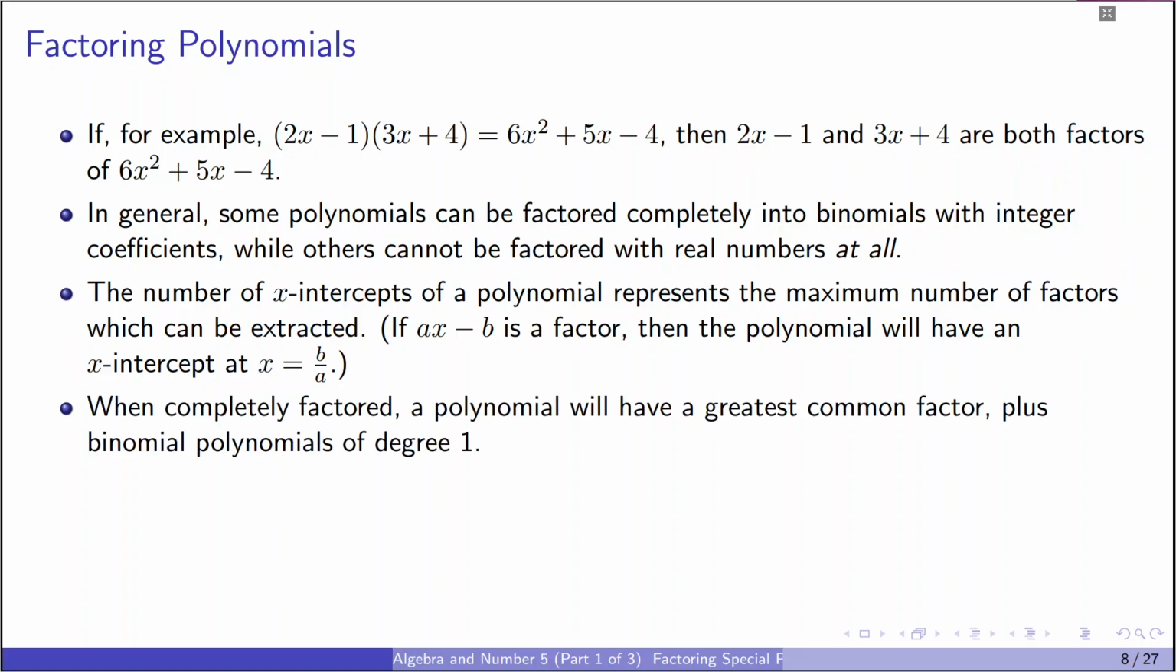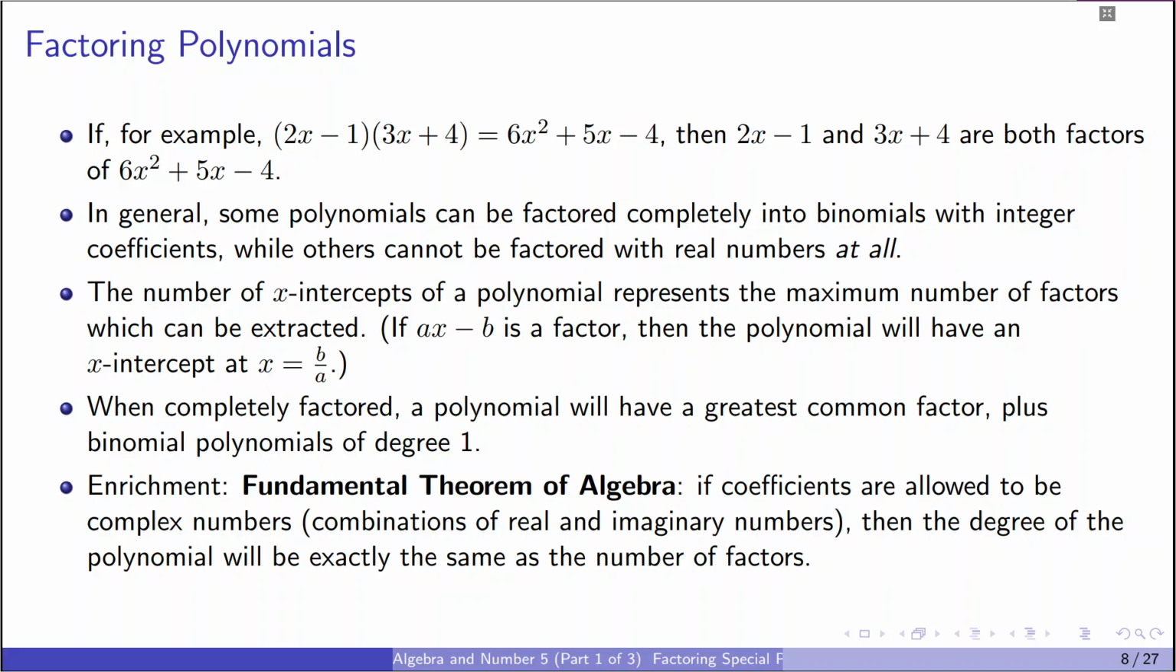When completely factored, a polynomial will have a greatest common factor plus binomial polynomials of degree 1. Now, completely factoring in that way may require moving out of the real numbers and including what we call the complex numbers, the square roots of negatives. Those are not a part of Alberta's curriculum, so you won't have to go there, but I like to make sure students are aware of what's coming, so you don't walk away thinking this is the whole story and then have to unlearn that down the road.